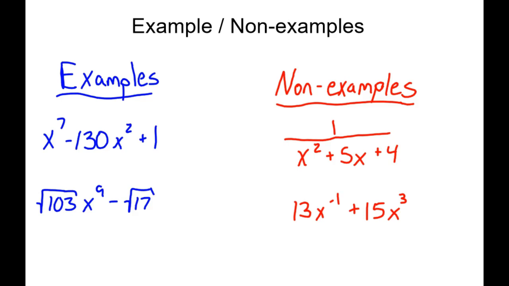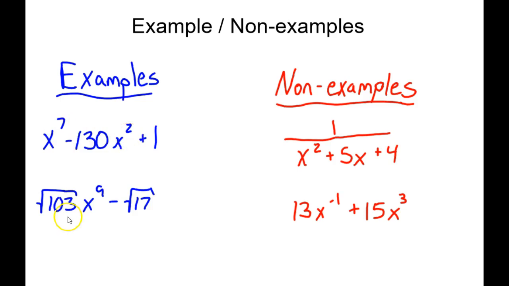Now we'll go through a couple examples and non-examples for polynomials. First, the examples. If we had x to the 7th minus 130x squared plus 1, we have coefficients of 1, negative 130, and a positive 1. Those are real numbers. If we look at the exponents, 7 and 2, those are whole numbers, satisfying those two main conditions.